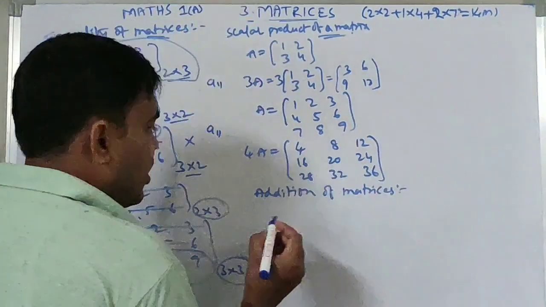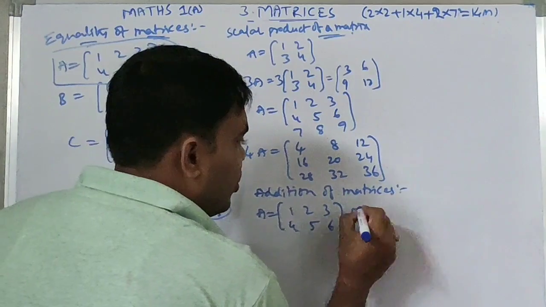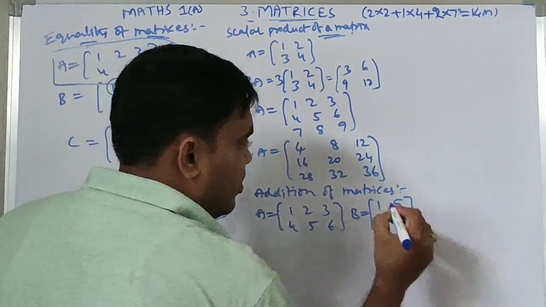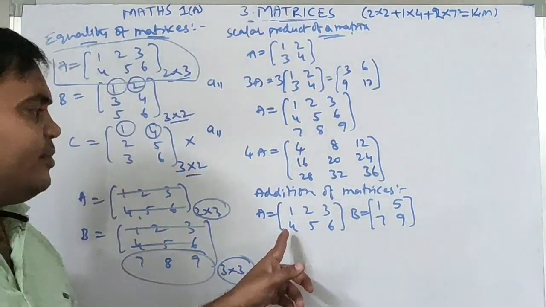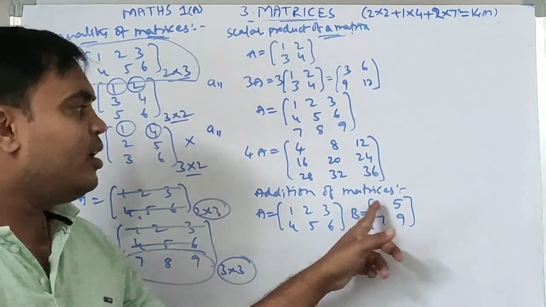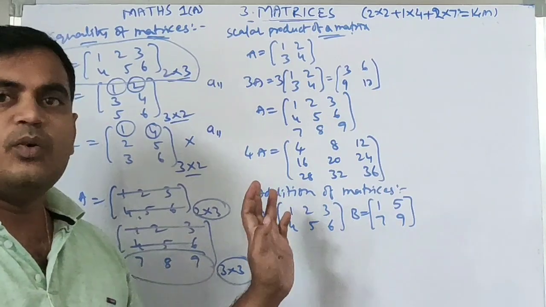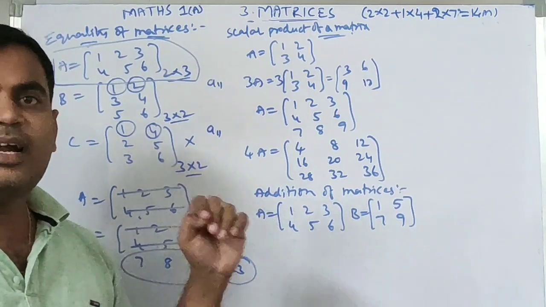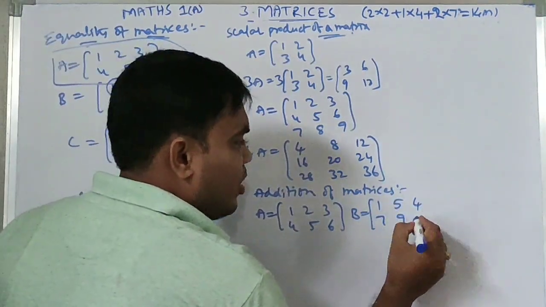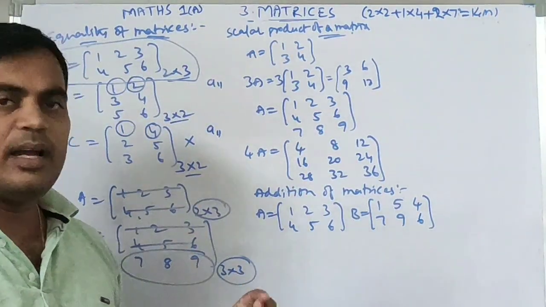So first, I am taking A = [1, 2, 3; 4, 5, 6] and B = [1, 5; 7, 9]. What is the order of A? 2 rows, 3 columns. What is the order of B? 2 rows, 2 columns. Order of A is 2 by 3, order of B is 2 by 2. So the orders are different, and addition is not possible. So I am changing B to [1, 5, 4; 7, 9, 6]. Now the order of A is 2 by 3, and the order of B is again 2 by 3.